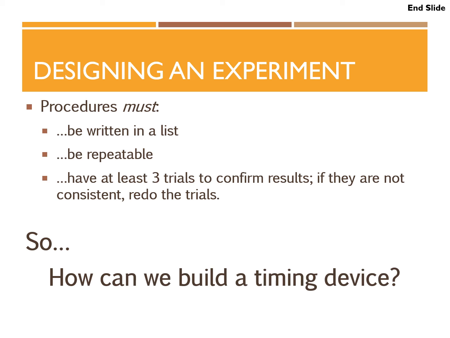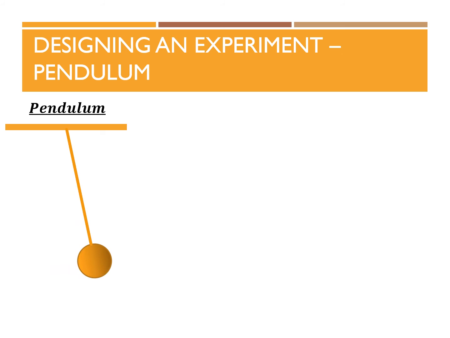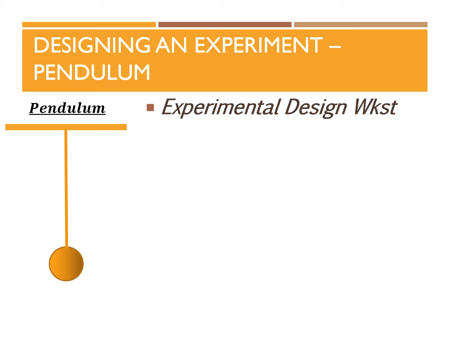So we're going to talk about how we build a timing device. We're going to design an experiment for a pendulum. A pendulum is essentially a bob at the end of a string, and it vibrates back and forth. We have an experimental design worksheet that goes along with this.